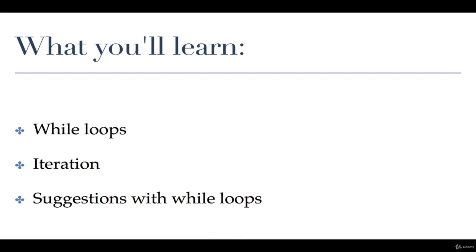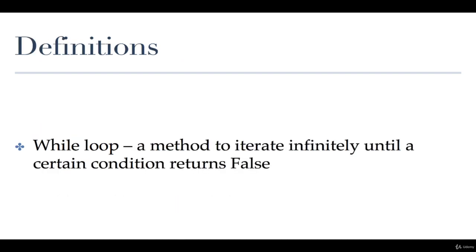So in this class, you're going to learn what while loops look like, how that iteration process goes, as well as some suggestions for how to build your while loops without making them break or do stuff that you wouldn't expect. So what is a while loop? A while loop is an iteration method that will iterate infinitely until a certain condition has returned false. Usually when you build your while loops, you're building a condition that is currently true and then building out some additional logic so that it'll eventually turn false.